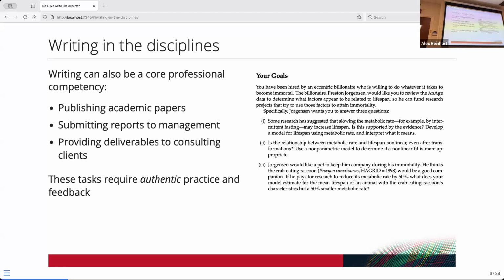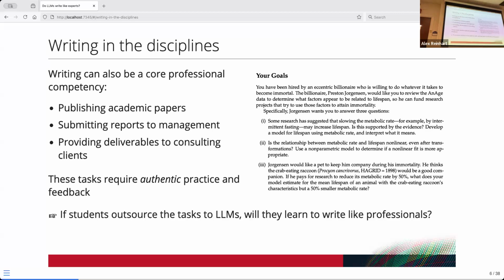And so you write assignments like this one where I posed there's a particular client, this billionaire who wants to be immortal, and they have a data set and they have some research questions. And you do a data analysis, you answer the questions, you write a report for the client. It's meant to be very authentic. And very realistic question for a billionaire today, so you try to make it match as close as possible.